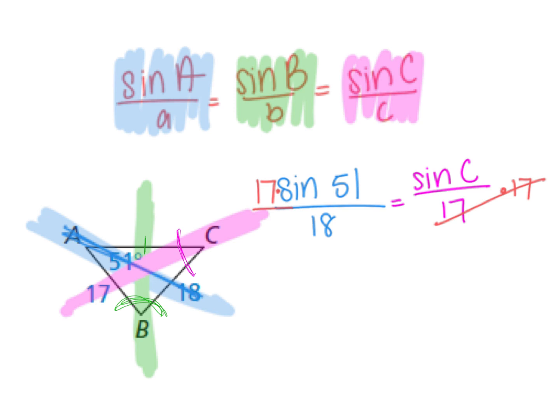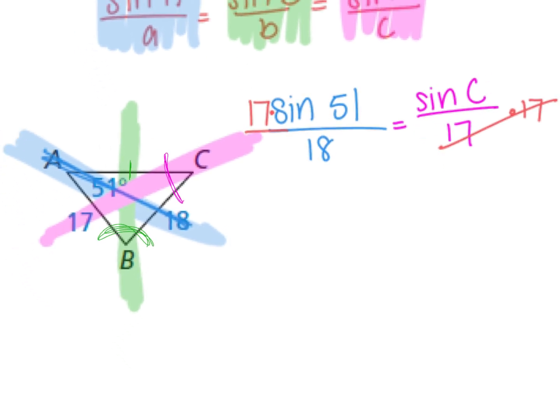All right, now I'm solving for my angle. What do you think I have to do? I have sine C. How would I get that C by itself? I'm solving for an angle. What would I have to do? Good. Yes, I have to use the inverse of sine to get my C by itself.